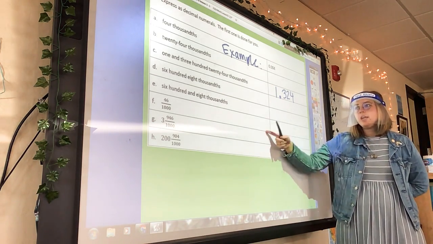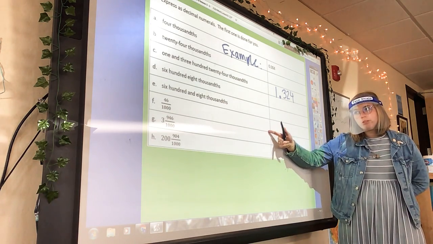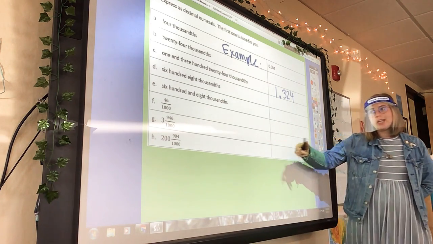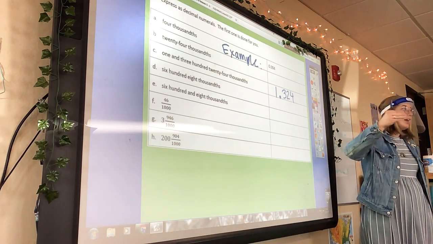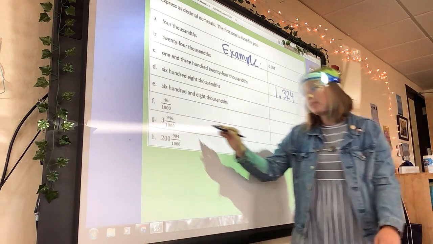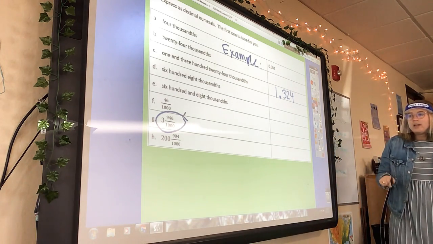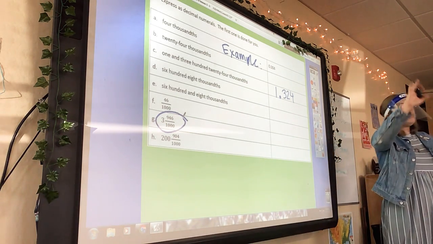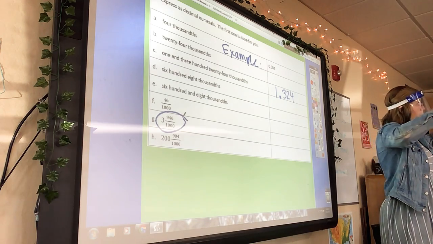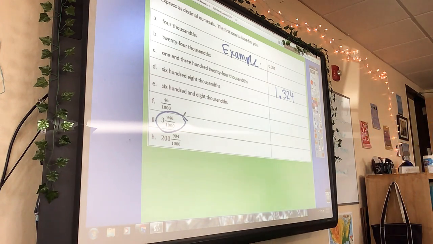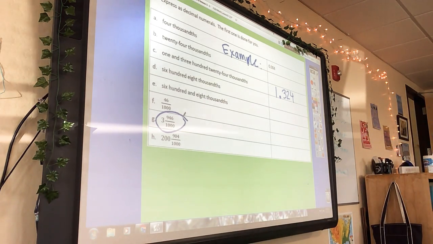But then here, now we have a fraction, okay? Actually, let's look at G. Okay, so we have a whole number and a fraction. This is called a mixed number. Everybody say mixed number. Mixed number. We'll talk more about that when we get to fractions, okay? But mixed number means that it has a whole number and a fraction. So, looking over at our place value chart over here, whole numbers go on the left side of the decimal, fractions go on the right side of the decimal, okay?